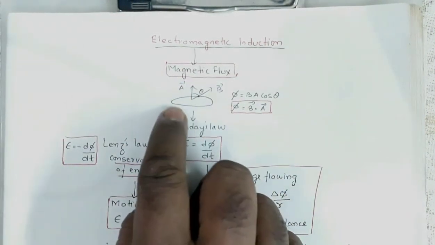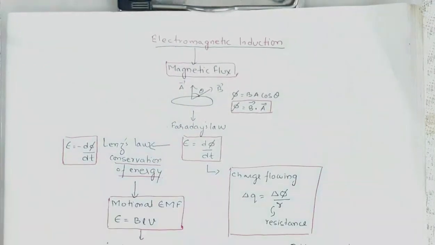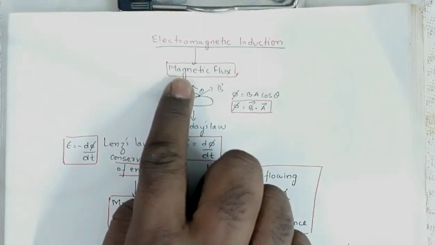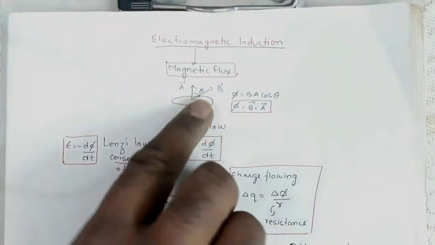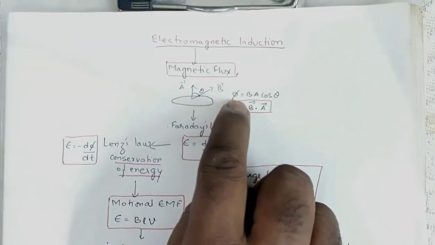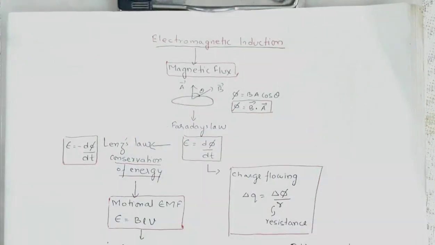Now if I consider this area, for the area vector, normally area is a scalar quantity, but in electrostatics or electromagnetism we know that area is a vector quantity and it is always normal to the area being considered. So if this is the area being considered, the area vector is normal in this direction. And if this is the direction of the magnetic field, then magnetic flux is B A cos theta, or phi equal to B dot A. Magnetic flux is a scalar quantity.